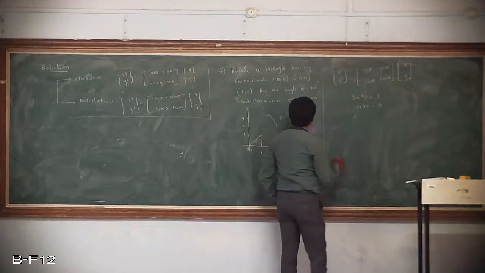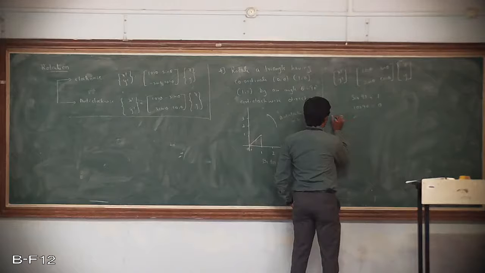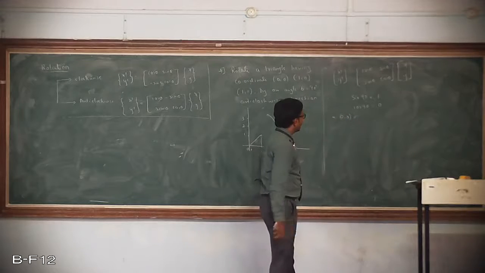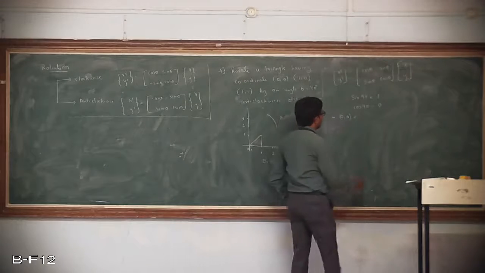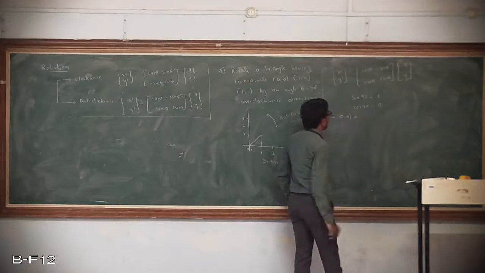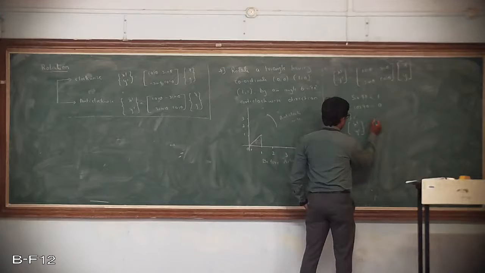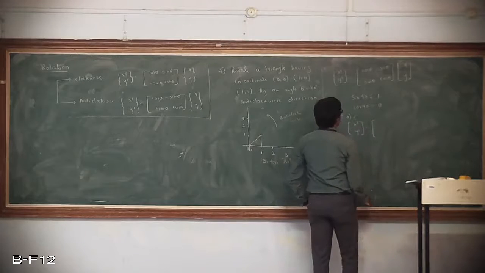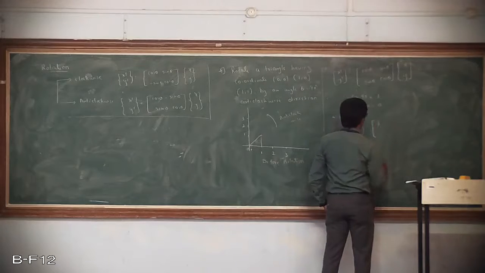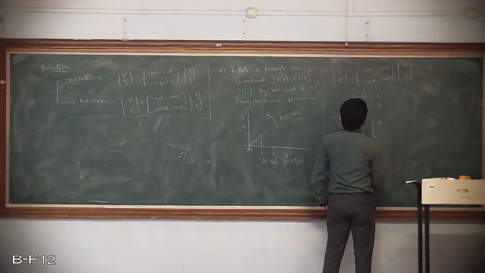So if I consider the first point 0, 0, and apply this, its new coordinate x dash y dash will be: first cos 90, which is 0, minus 1, 1, 0.